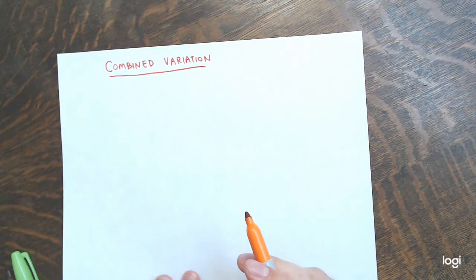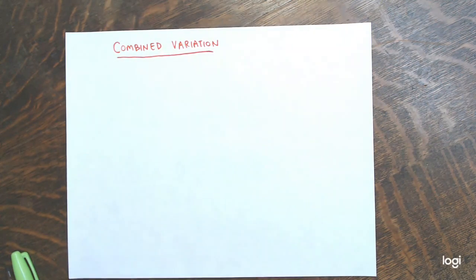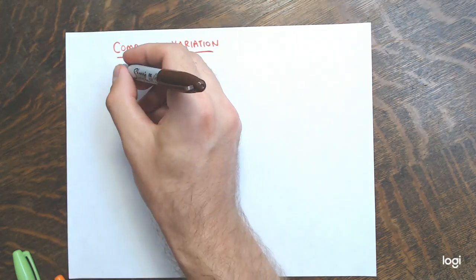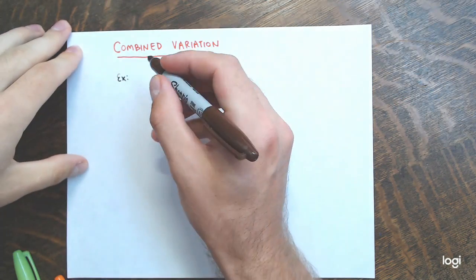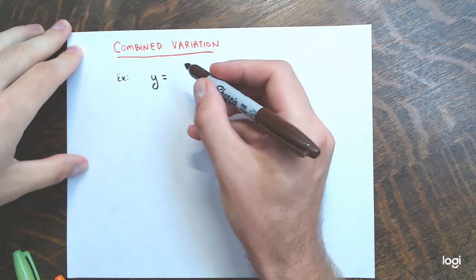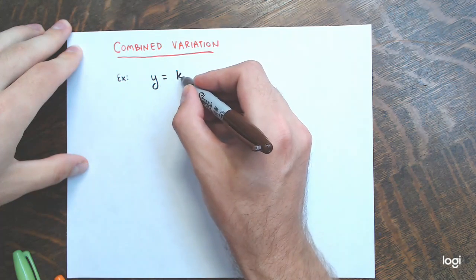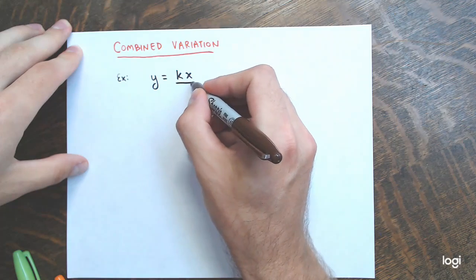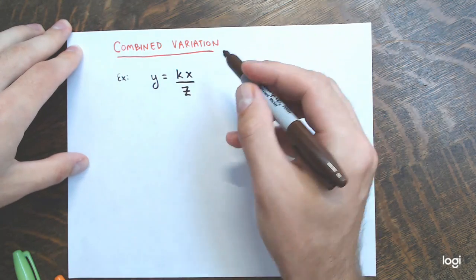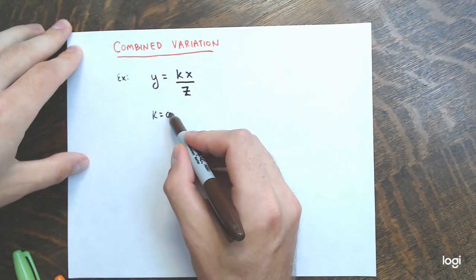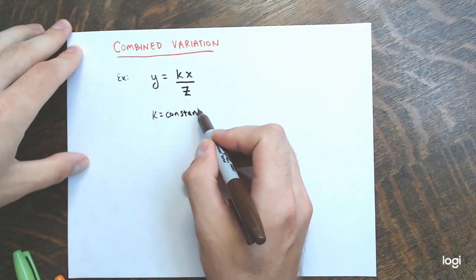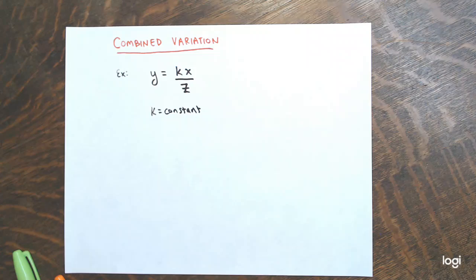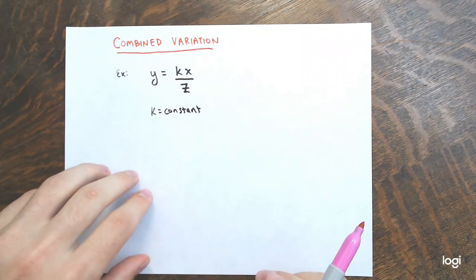All right, so this is, again, in the wording. When I say we have combined variation, that means there's a mixture of two types of variation. So I think it's best put if you see some examples. If I said y equals k times x divided by z, where k is, again, the constant of proportionality, or a constant here, they would say that there's combined variation here.